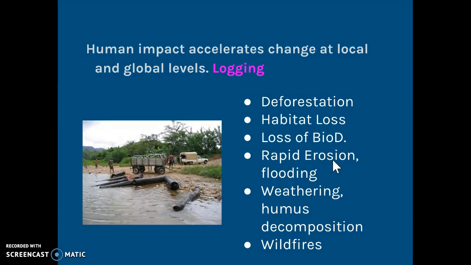So other effects of logging include deforestation, of course, which obviously includes habitat loss, which can lead to a loss of biodiversity. Generally, the number one reason for loss of biodiversity is going to be connected to habitat loss in an environment.